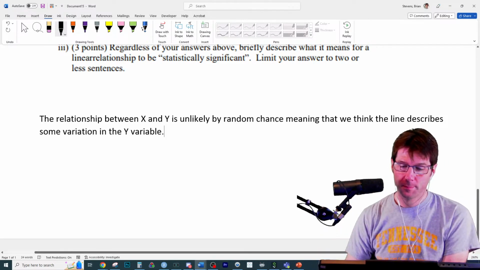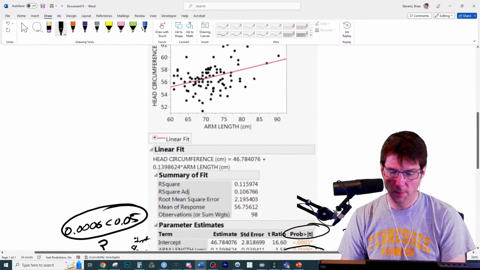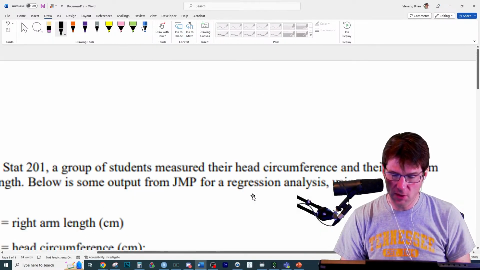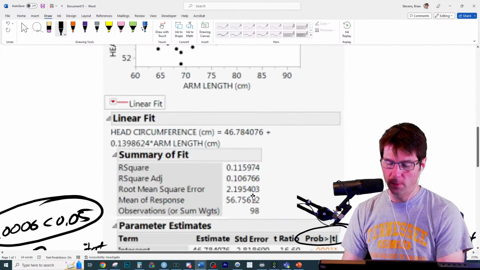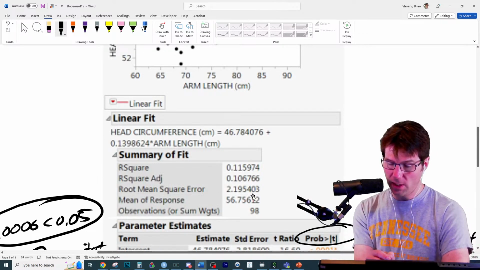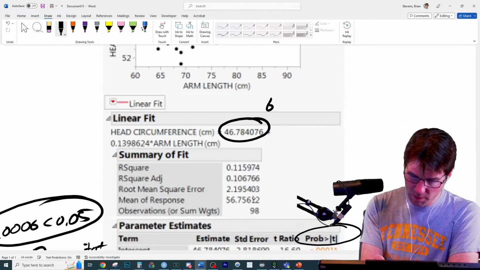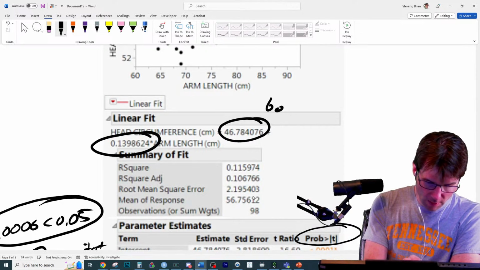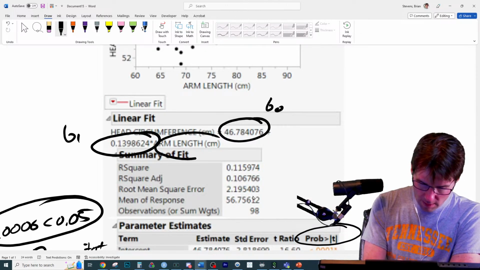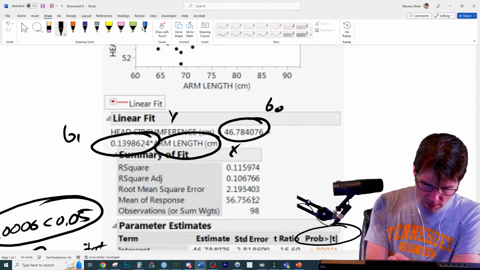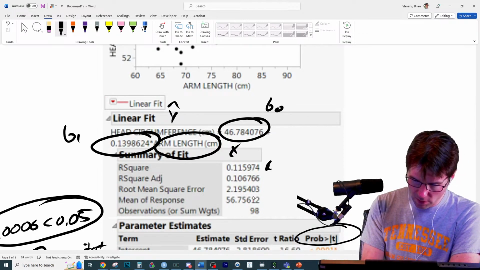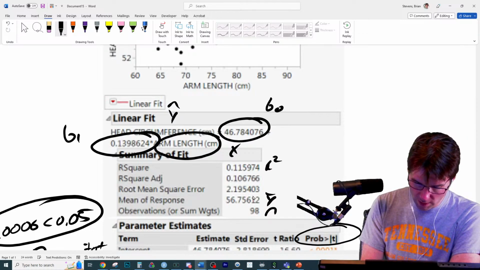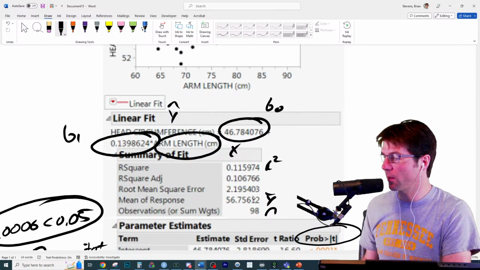Regression's a big one. Because we did it so long ago, students look at something like this right here and they are like, wait, what in the world is this? And then it really comes down to notation. This is B0, this is B1, this is X, and that's Y hat right there. This is R squared, this is N, that's the Y bar. The other things don't really matter.